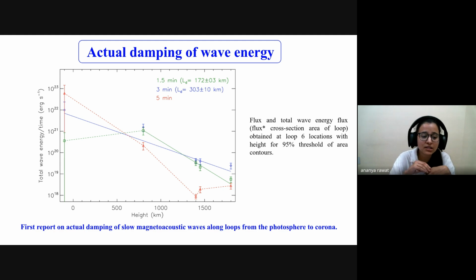So this is the first report on the actual damping of a slow magnetoacoustic wave propagating along the loop from the photosphere to the corona. This work has been published in MNRAS.